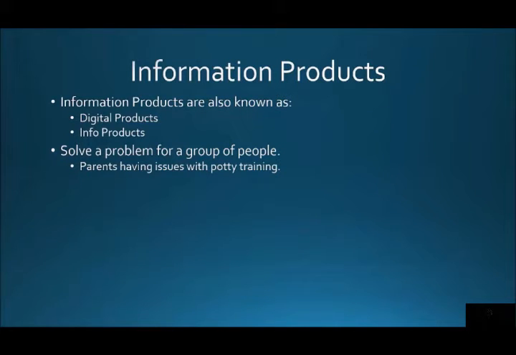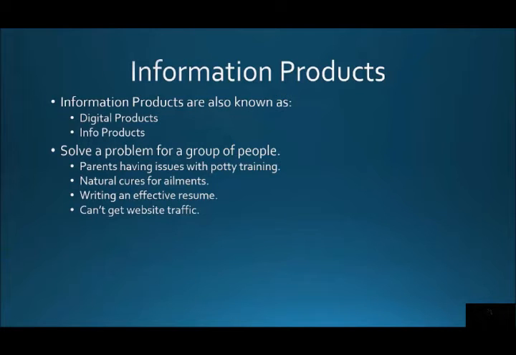This could be, for an example, parents having issues with potty training. There are real digital information products out there that teach people how to teach their kids to potty train in 3 days or less, or teach their kids to potty train quickly. Let's say somebody's having problems with ailments and you've chosen that as your niche market. You could do an ebook or a video course teaching people some natural cures. Writing an effective resume, you could do a training course based on that. People are having a problem where they can't get website traffic, so you could do a training all about that if that's something you're knowledgeable about.